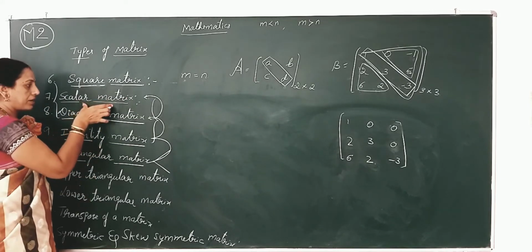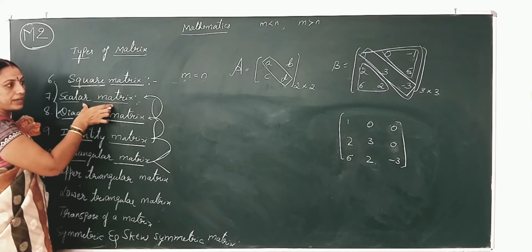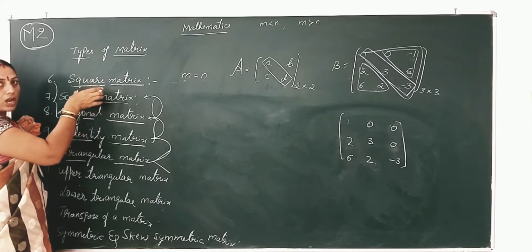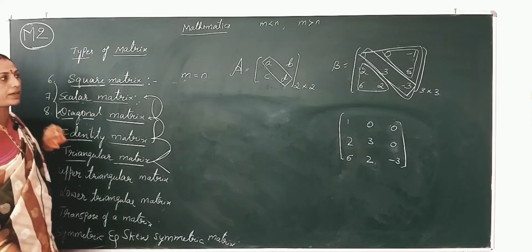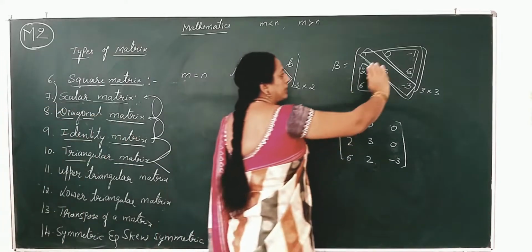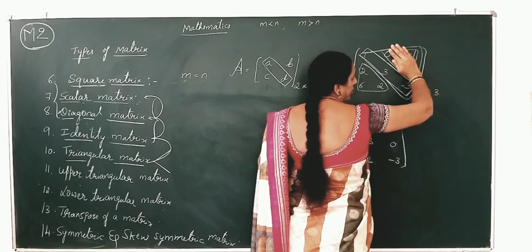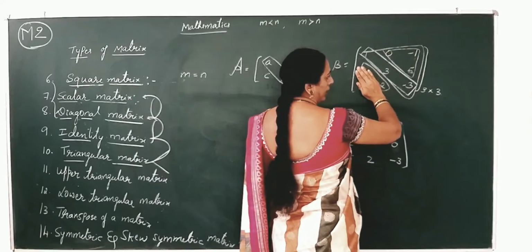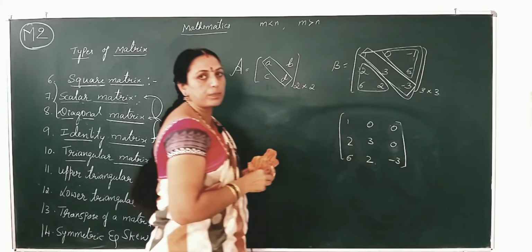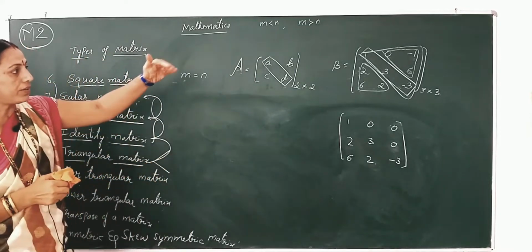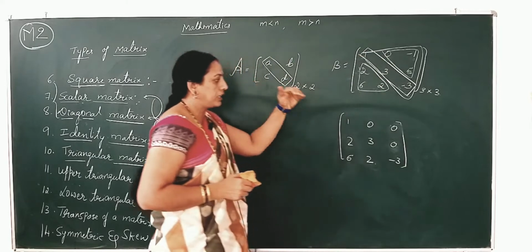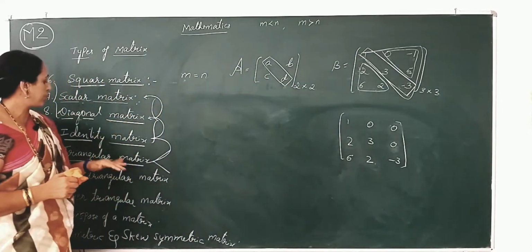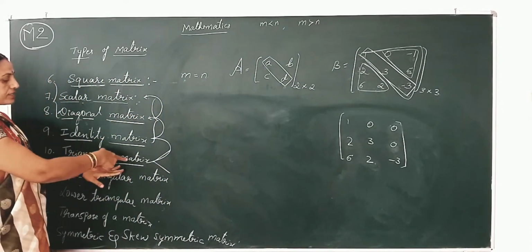So again in a scalar matrix, all the non-diagonal elements will be 0. The non-diagonals are also called the upper and lower parts of the principal diagonals. These three elements are the upper part of the principal diagonal elements and these three are the lower part of the principal diagonal elements. Of these two parts, either the upper part or the lower part, if one of them has elements that are 0, such a matrix is called triangular.